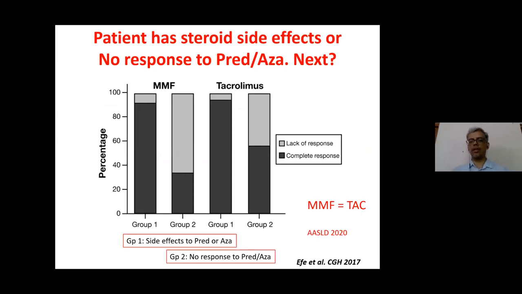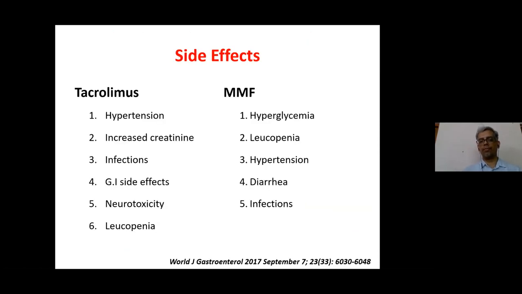In another clinical scenario, it may happen that the patient may not respond to prednisone. So what are my options when I'm treating such patients? Fall back to the second line drugs. Second line drugs include MMF and tacrolimus. The data suggests that when you've got side effects to either pred or AZA, use of either MMF or TAC may be equivalent. Whereas if you've got a non-response to pred or AZA, TAC may do relatively better as compared to MMF. Both these drugs also come with their own side effect profile.